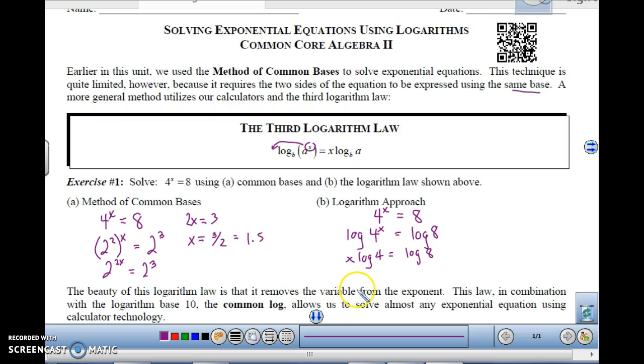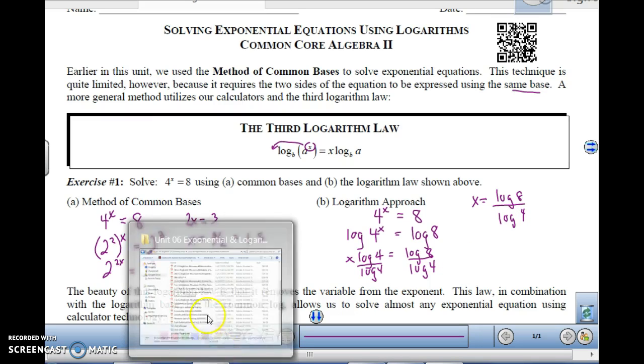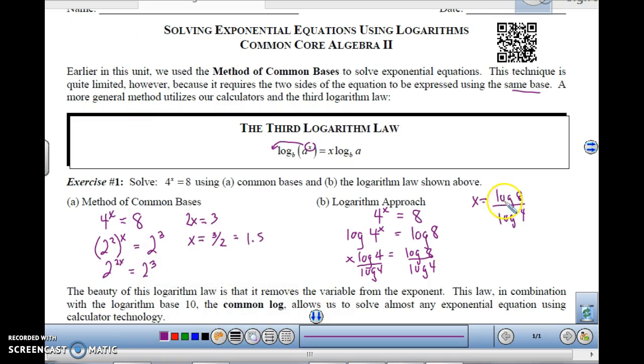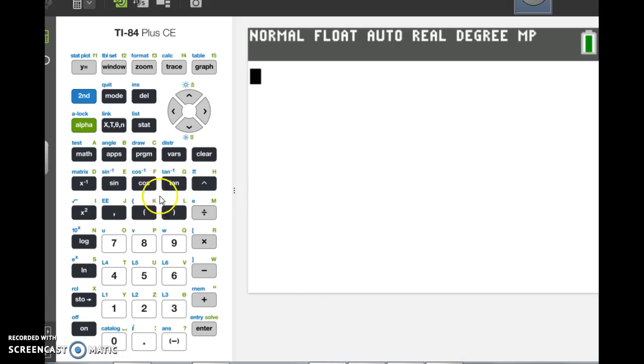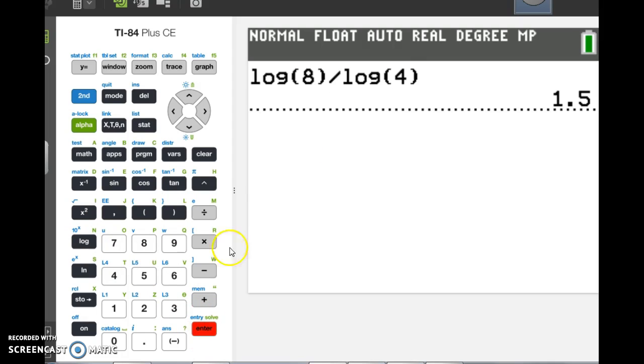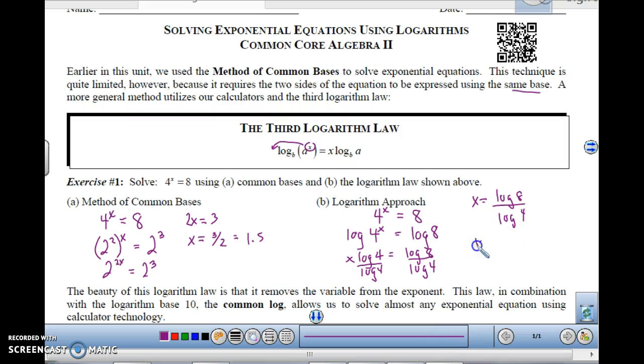All right, so all we have to do to solve for x is divide by the log of 4. So x is equal to the log of 8 divided by the log of 4. Now these are common logarithms, so all we have to do is take log of 8 and log of 4 and put it in our calculator. So we have log of 8, use the log key, close your parentheses, divided by the log of 4. Okay, that's what's on my paper. And look at that, it's 1.5. So x is equal to 1.5. So I got the same answer.